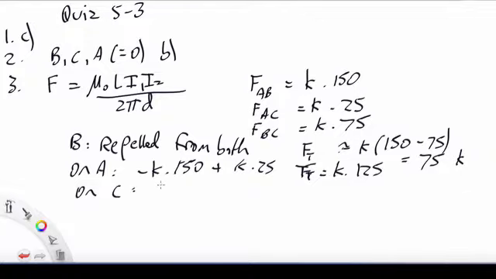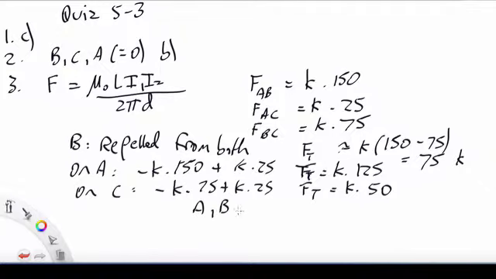On C, again, the forces will be acting in opposite directions, so we'll call one a negative, one a positive, and that gives us a total of relatively 50. So our relative sizes: on B we've got a 75, on A we've got a 125, and on C we've got a 50. So in order it's A, B, and C, and so that is A.